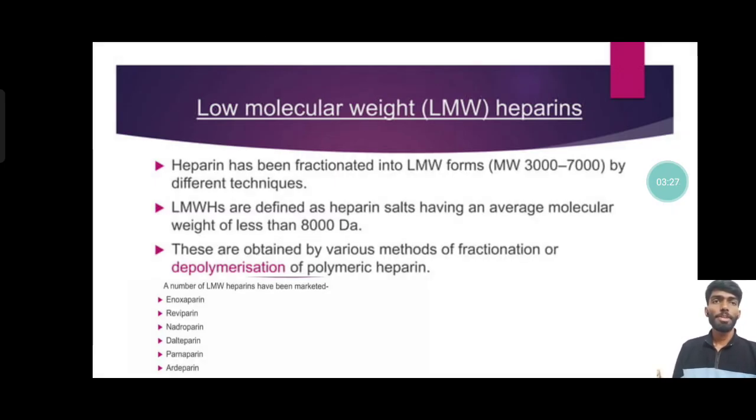Low molecular weight heparins. Heparin has been fractionated into low molecular weight forms. Molecular weight is between 3000 to 7000 Daltons by different techniques. Low molecular weight heparins are defined as salts having an average molecular weight of less than 8000 Daltons. These are obtained by various methods of fractionation or depolymerization of polymeric heparin. Various low molecular weight heparins have been marketed, for example enoxaparin, reviparin, nadroparin, dalteparin, parnaparin and certoparin.